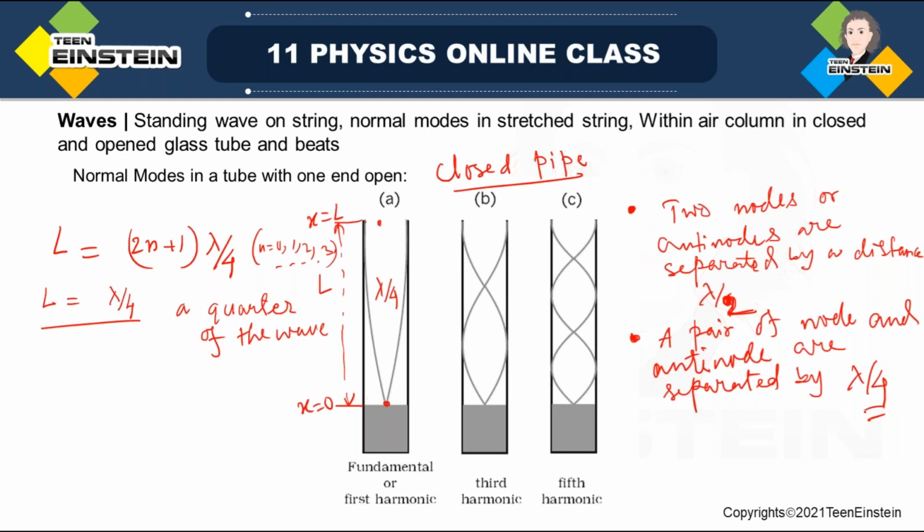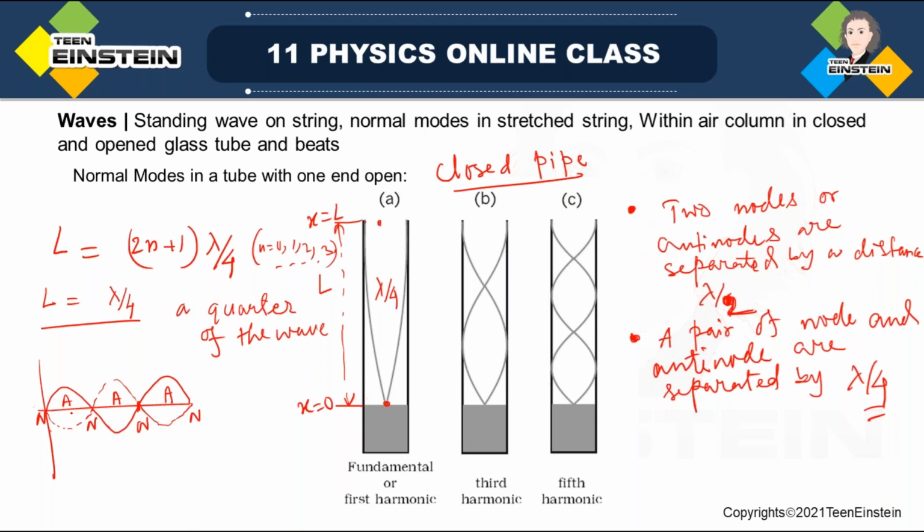Separated by lambda by 4. So this is what we have already discussed. Actually, if you have a standing wave like this, then see, this is antinode, this is antinode, this is antinode, this is node, this is node, this is node, and again this is also node. Look, this node and this node and this node, you look up to here.